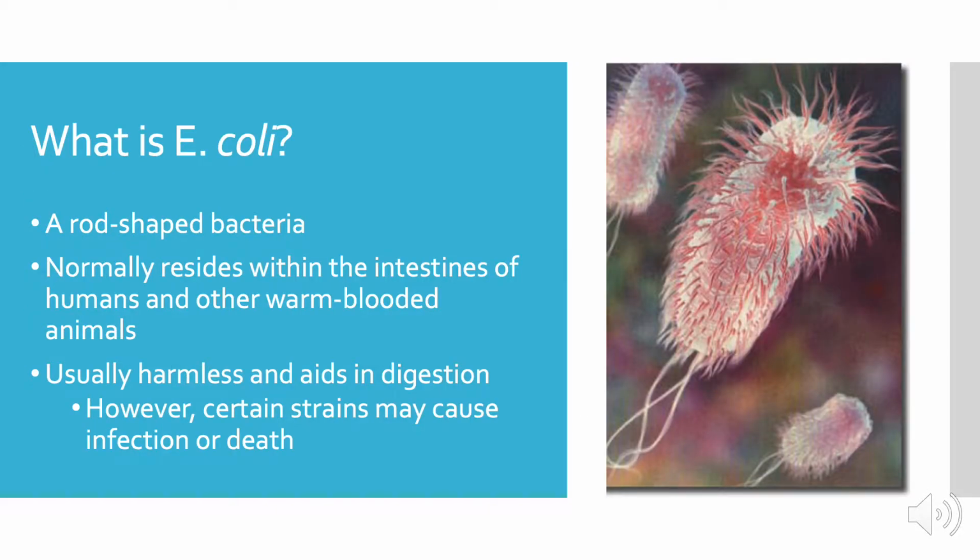So what is E. coli? E. coli is a rod-shaped bacteria commonly found in the gastrointestinal tract and feces of warm-blooded animals. It is a member of the fecal coliform group of bacteria and is distinguished by its inability to break down urease. It is usually harmless and actually aids in the digestive process.